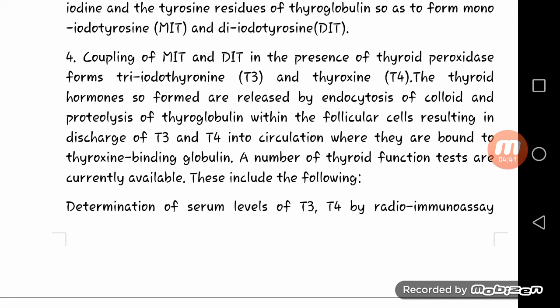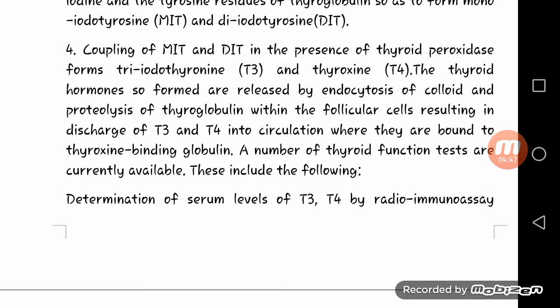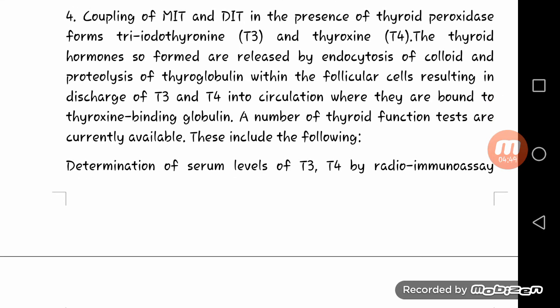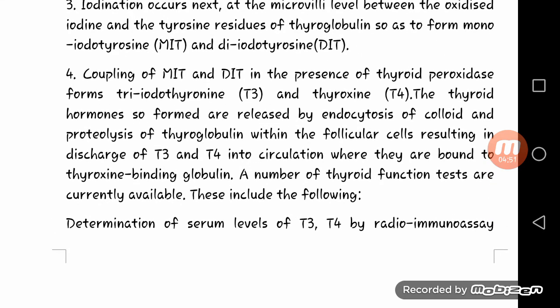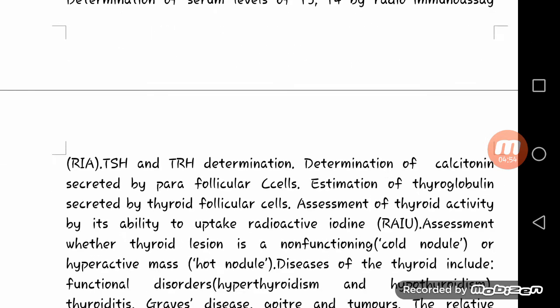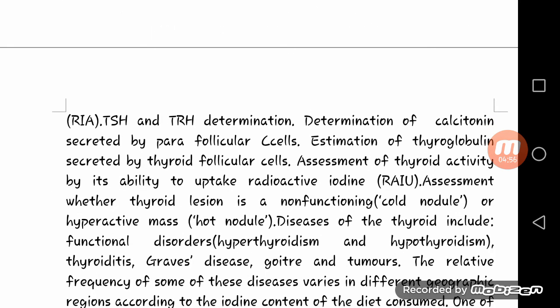A number of thyroid function tests are currently available. These include the following: determination of serum levels of T3 and T4 by radioimmunoassay, then TSH and TRH are determined.